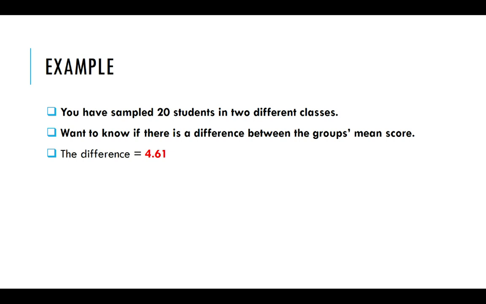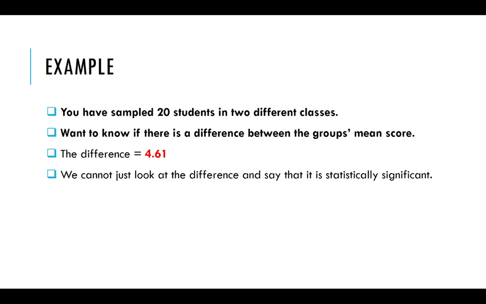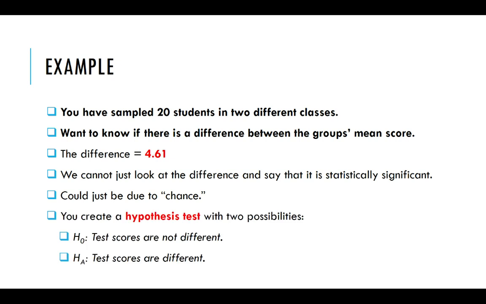So can we just look at that and go, oh, test scores are different? Can we do that? Well, no. We can't just look at this difference of 4.61 points and say, hey, that's statistically significant. There's a difference. And the reason is that this difference could just be due to chance, right? After all, I've taken a pretty small sample here, right? So this could just be by chance that I have a difference, and it might not really have any statistical validity. So we need to create a hypothesis test.